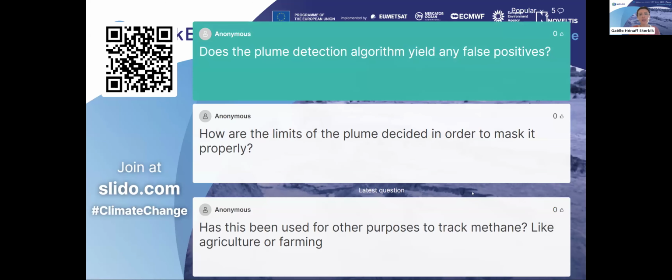The next question, does the plume detection algorithm yield any false positives? Well, yes, it depends on the plume detection algorithm you are using, and it depends on what methodology you use. Depending on the mission, you've got a lot of outliers, we call them. So in the image I was showing you before, you can find a plume, but you can find other things that are shown as plumes that should not be a plume. Let's say, for example, a solar panel typically shows as a false positive.